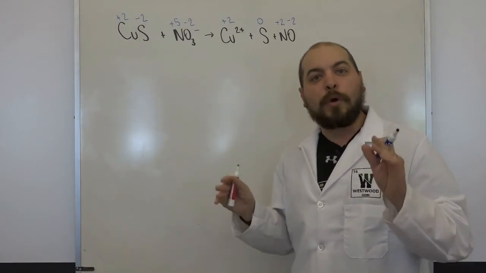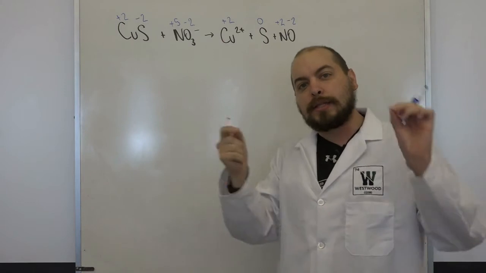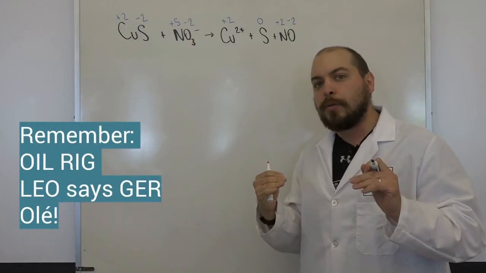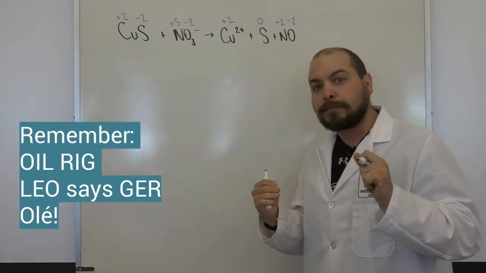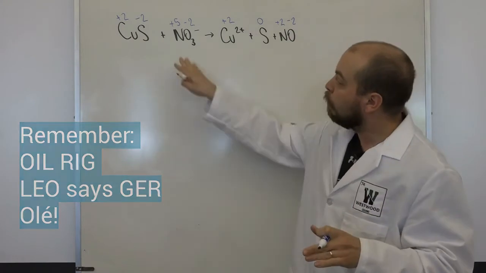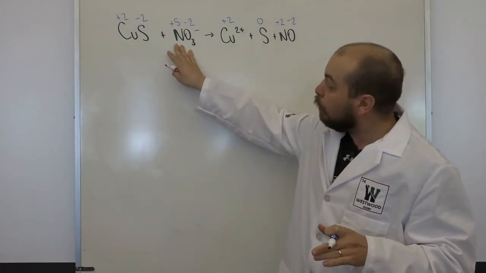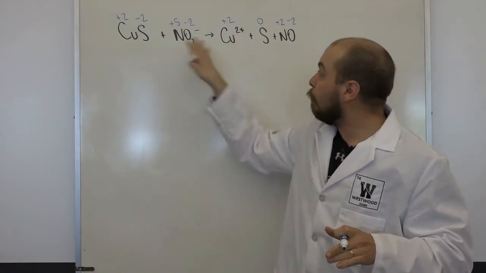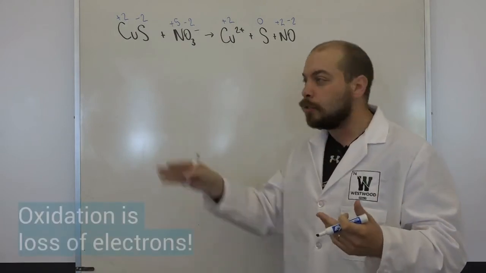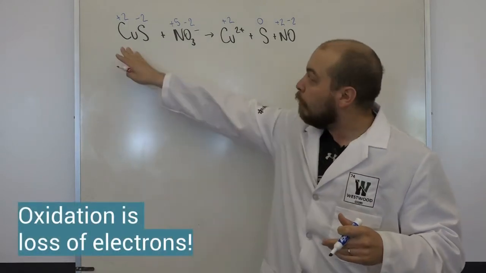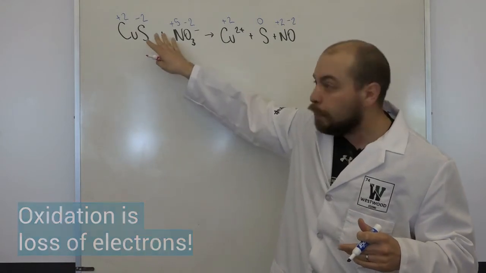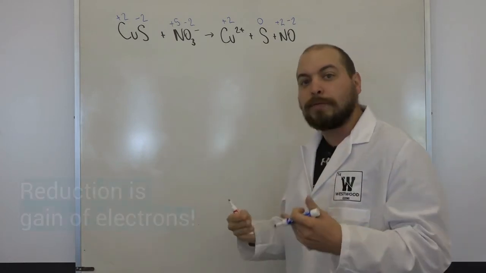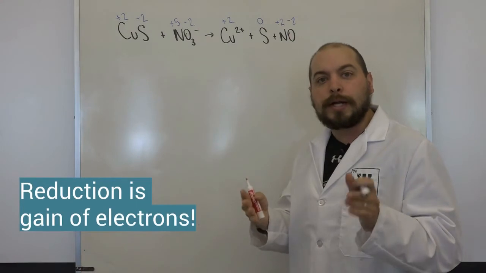The second step is always to identify the thing that is being oxidized and the thing that is being reduced. If we look for the thing that's being oxidized, remember that is the thing that's losing electrons, which means that its oxidation number is getting more positive. In this situation, we have sulfur going from -2 to 0. It is being oxidized. Meanwhile, if we look at our nitrogen going from +5 to +2, it has gained electrons, therefore it has been reduced. So we know what's being oxidized and what's being reduced.